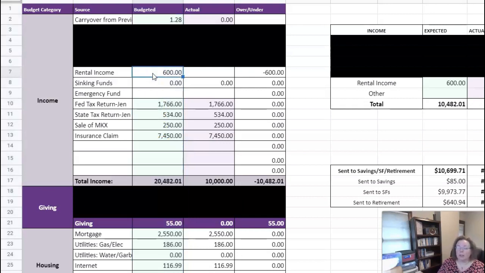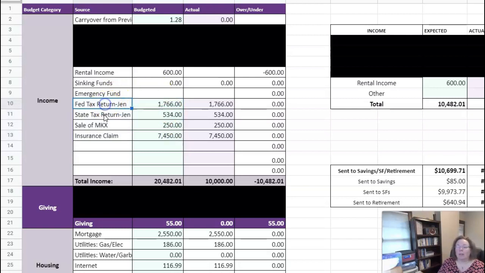So we do have rental income from our other house, and then we have sinking funds. This will populate if I plug in any sinking funds down below that we're going to be using. Same thing with the emergency fund. But then we have these additional lines here. I've already plugged these in because we've actually already received these funds, and I had them sitting in an account waiting until we were able to take some action on some things.